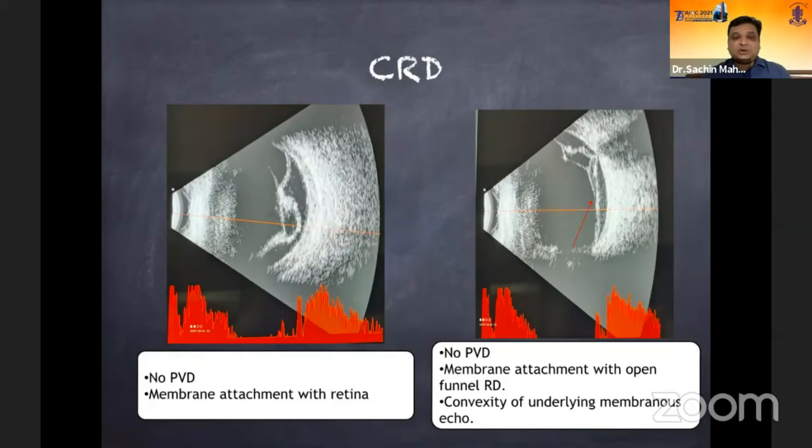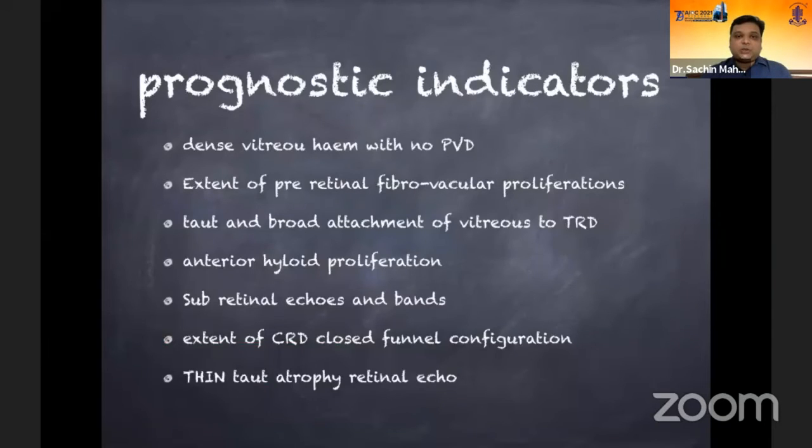Specifically, in cases where we cannot see the disc or the posterior pole, whether there is a combined retinal detachment with a closed funnel or extensive pre-retinal proliferation would definitely help us judge the severity of the disease. As I said earlier, how does it help us prognosticate when there's a dense vitreous hemorrhage with no PVD? Surgery is going to be difficult in such cases. So with a dense vitreous hemorrhage, we should tell the patient about the prognosis based on these findings.